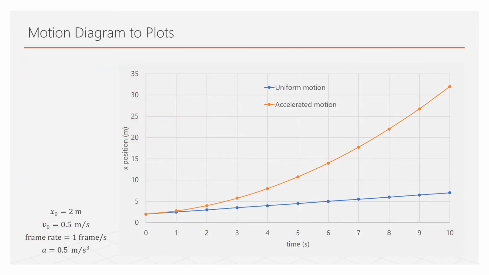Instead of motion diagrams, plots are often used to quantitatively display the motion of an object. Time is put onto the horizontal axis, and the position is placed on the vertical axis. This plot includes two data sets. The blue line is for an object undergoing uniform motion, and the orange curve is for an object undergoing accelerated motion. In uniform motion, the change in displacement is the same for each time interval, and this yields a line.